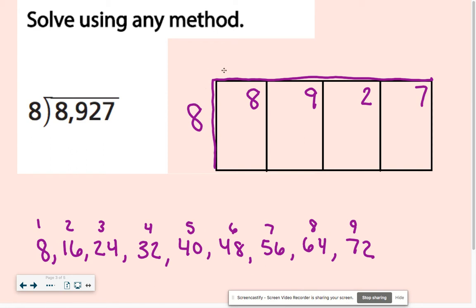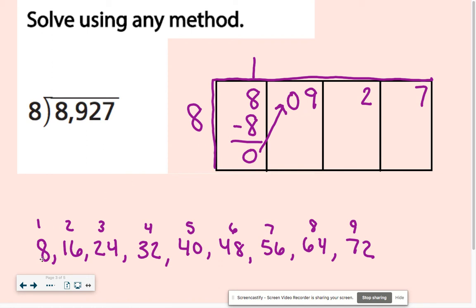How many eights go into eight? Well, we can look down here. We got to eight. It was one time. So we're going to put a one up here. 1 times 8 is 8. Subtract and find the difference. Bring that difference up to the next box after you check that it was smaller than our outside number.